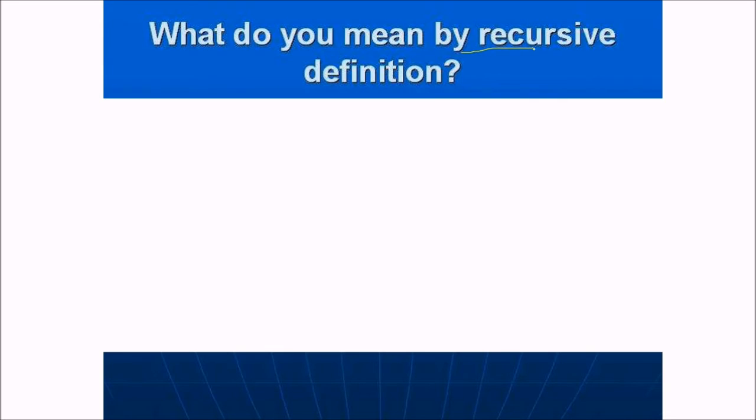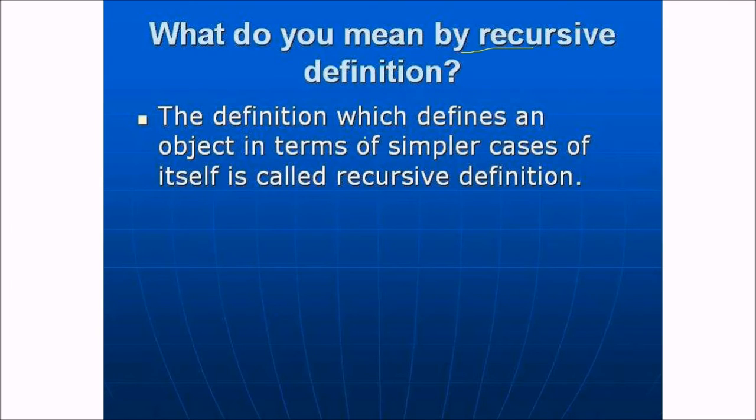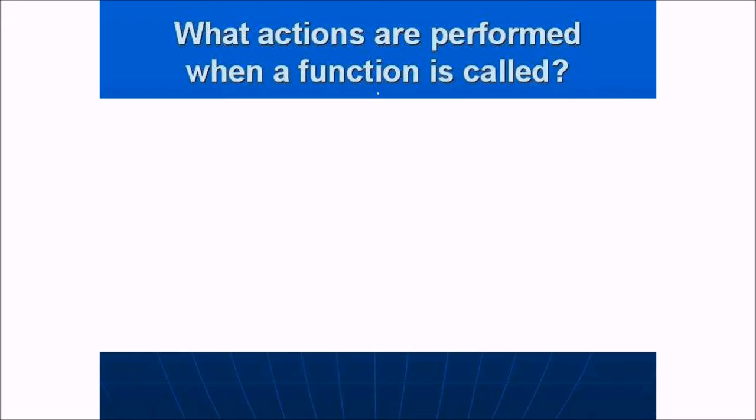What do you mean by recursive definition? Recursive means calling itself. The definition which defines an object in terms of simpler cases of itself is called the recursive definition. This is very important. We are starting with a definition which is defining itself, or you can say calling itself. This is a recursive definition.